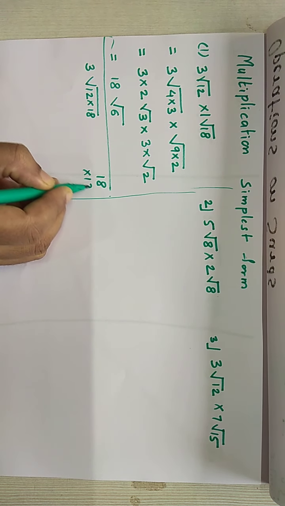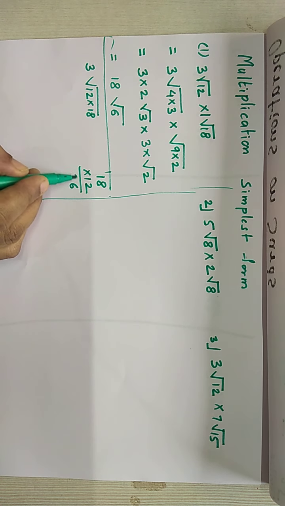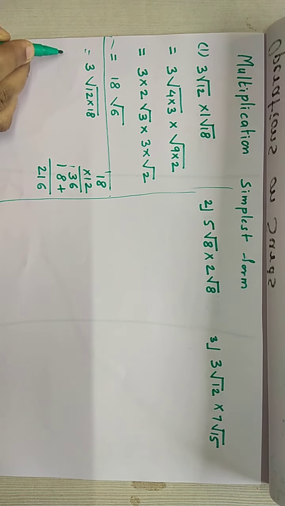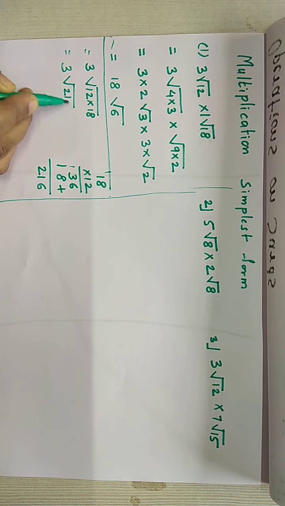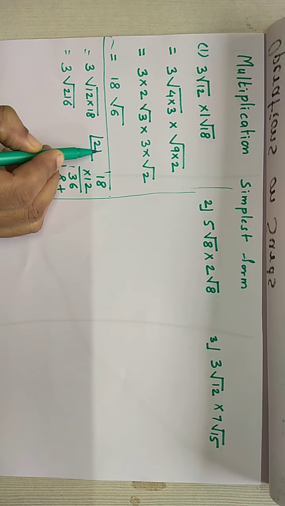18 into 12 they'll do. 2 8s are 16. 2 1s are 2 plus 1 is 3. 1 8s are 8. 1 1s are 1. 6, 8, 9, 10, 11. 2 1 6. So this is 3 root of 216. Now the question says you have to make it simplest form also. So again 216 you'll have to factorize.